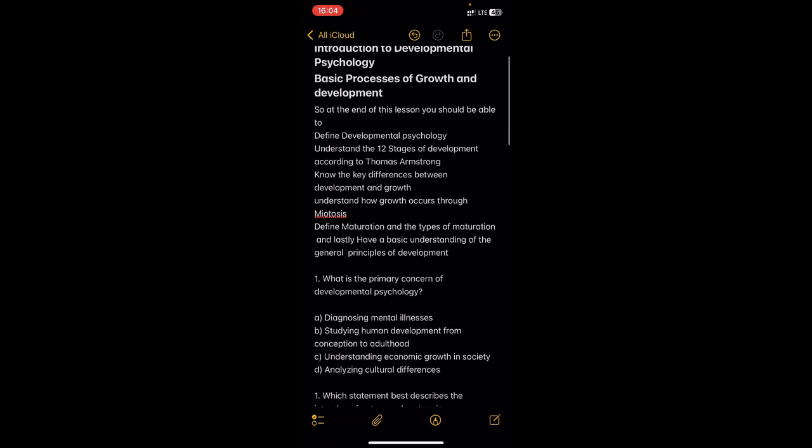Now define maturation and types of maturation. So you already know them, phylogenetic and ontogenetic. Then lastly, have a basic understanding of the general principles of development. So now you know all 9.